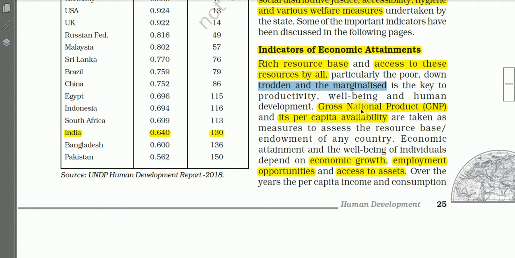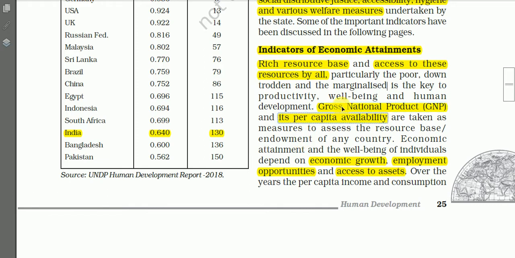Gross national product, GNP, and its per capita availability are taken as measures to assess the resource base and the endowment of any country. So to measure the resource endowment of any country, we use gross national product and its per capita availability.